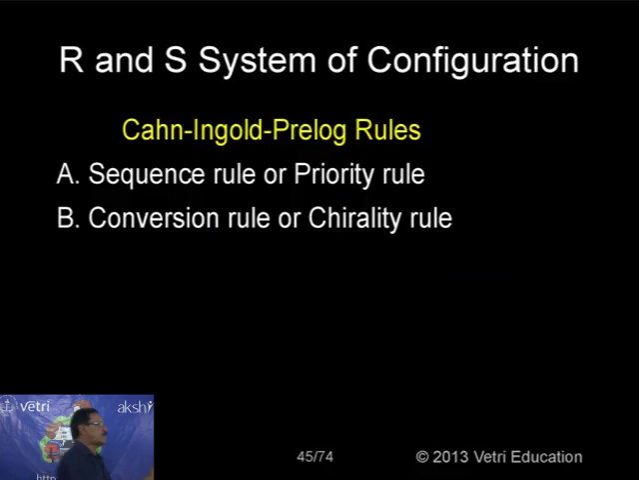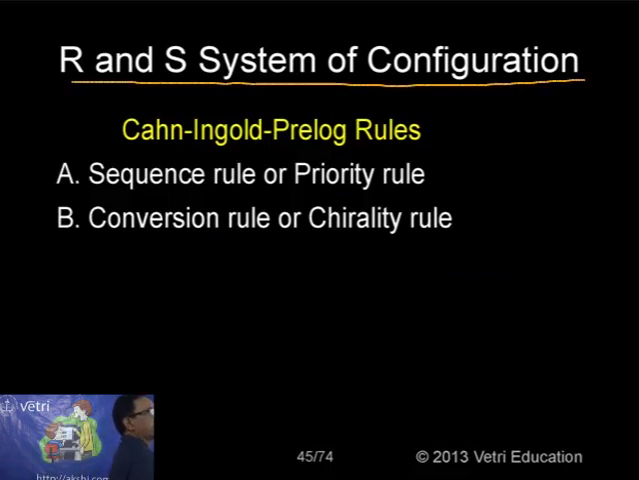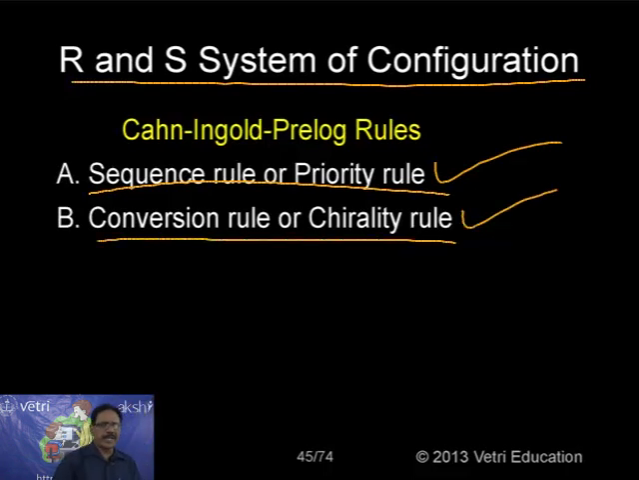So this R and S system of configuration consists of certain rules. And the rules I can classify into 2 types. One is the sequence rule or priority rule. Another is the conversion rule or chirality rule. The main aim is to specify the configuration. Why do we have to specify it?